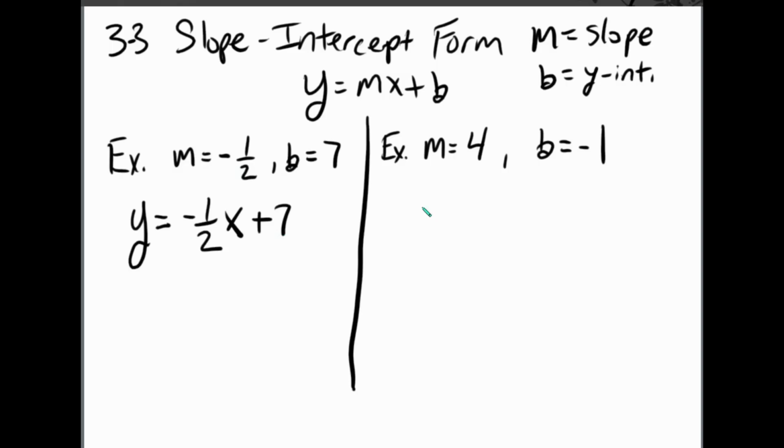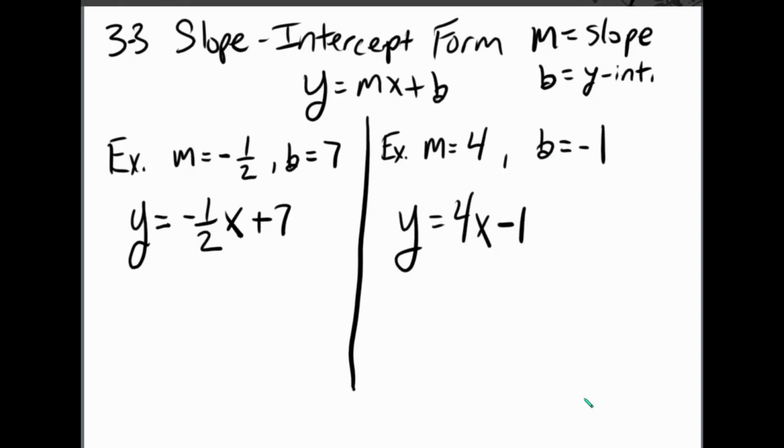Now, if you would like to pause the video and try this next one on your own, please do so. If not, continue with the video. So my next example here, I'm going to go ahead and rewrite this into slope-intercept form. So my slope is 4 and my y-intercept is negative 1. So I'm going to go ahead and start writing my equation. Y equals, my slope is 4 times x, and my y-intercept is a negative 1 this time, so I could just put minus 1. And now this is written in slope-intercept form.